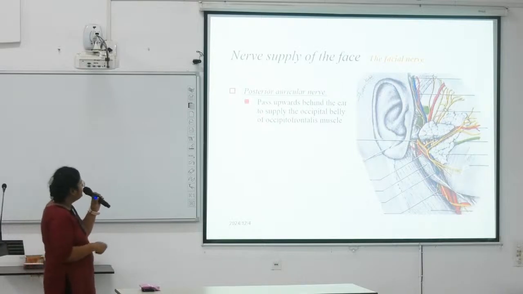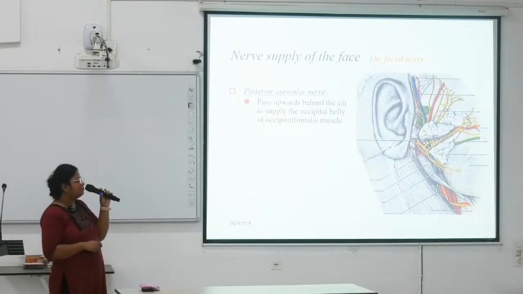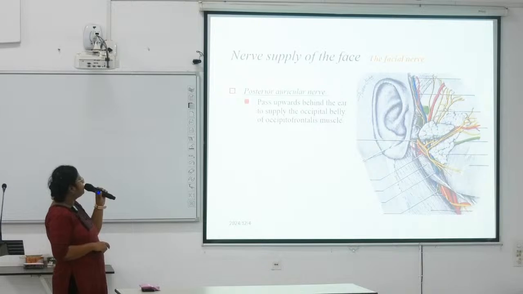So after coming out through the stylomastoid foramen, the first branch is the posterior auricular nerve. It passes upward behind the ear to supply the occipital belly of the occipitofrontalis. Here, this branch is going posterior on the posterior aspect of the ear, supplying the auricularis posterior and the occipital belly of the occipitofrontalis. Next.